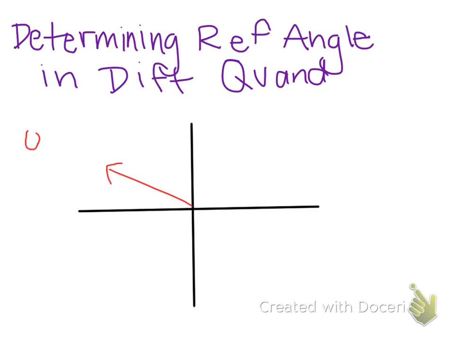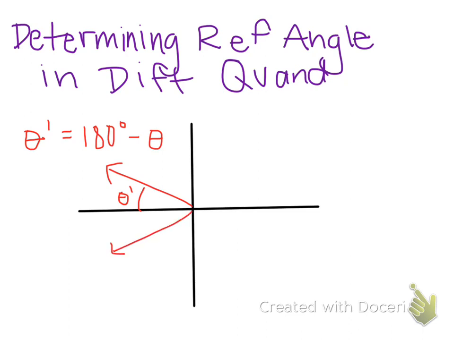the way we find the reference angle, and the way we denote the reference angle has a little tick next to it, is 180 degrees minus the angle. Okay, and this spot right here would be our reference angle. If you're in radians, it would be pi minus the original angle.